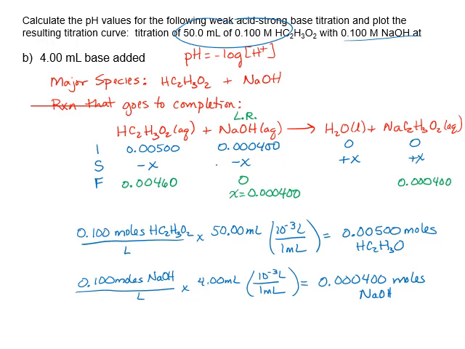Now, what do we have in our solution? What are our major species at this point? We've gotten rid of all the sodium hydroxide by neutralizing some of the acetic acid. So what we have now are acetic acid, and we have the acetate ion that we've produced. This is a solution of a weak acid and its conjugate base. We should recognize that solution as a buffer. How did we solve for the pH of a buffer solution? We used the Henderson-Hasselbalch equation.